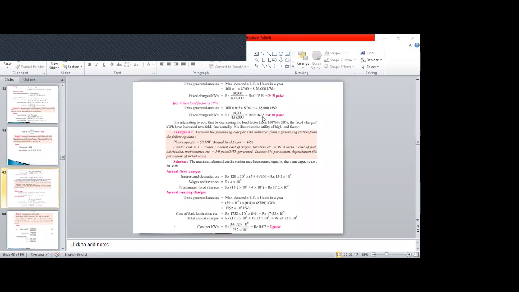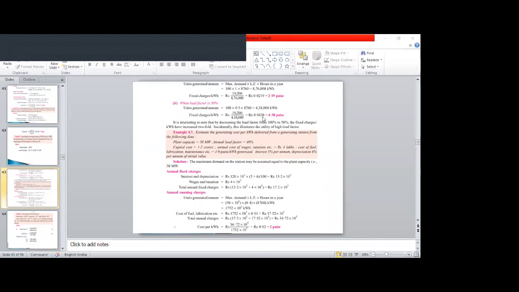See, now since in this problem it is asked to calculate for two different values of load factor, what have you understood from this problem? In the first case, load factor is given as 100%. In the second case, load factor is 50%. When the load factor is reduced, what has happened to the fixed charges? You have to respond. Simply substituting in the problem and forgetting it is not enough. When the load factor is reduced, what has happened to the fixed charges?